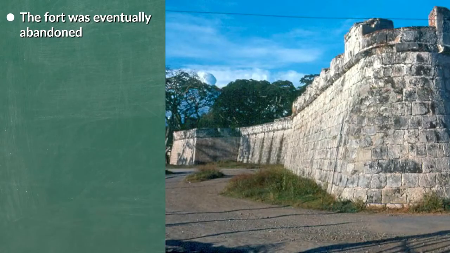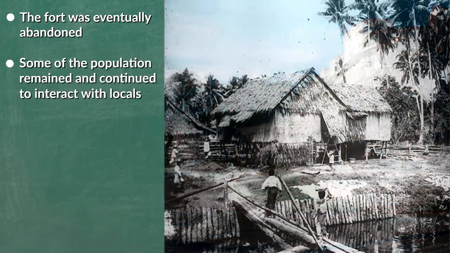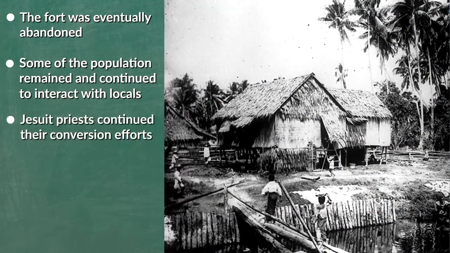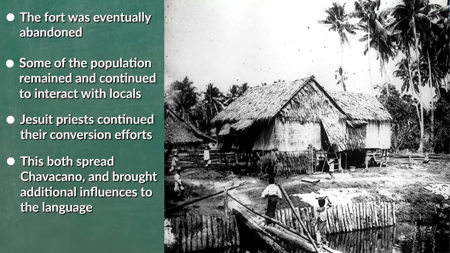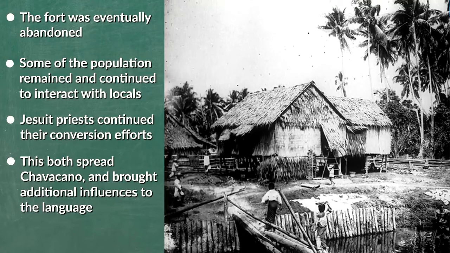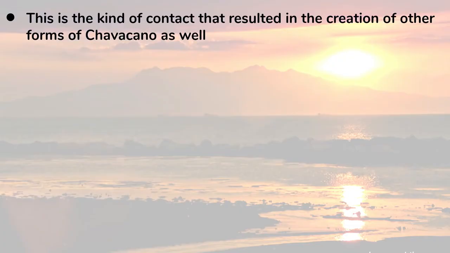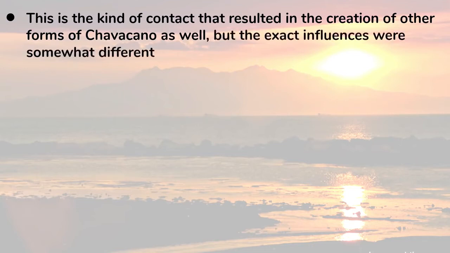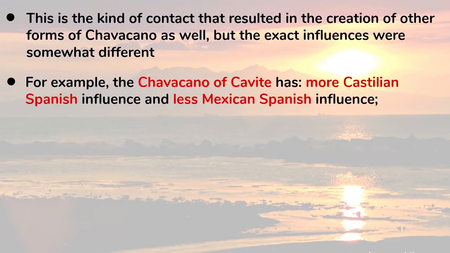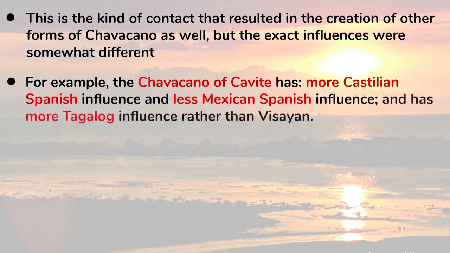This fort was eventually abandoned, but some of the population remained and continued to interact with locals, while the Jesuit priests continued their conversion efforts. This both spread Chavacano and brought additional influences to the language, making it a little more Filipino and a little less Spanish. This is the kind of contact that resulted in the creation of other forms of Chavacano as well, but the exact influences were somewhat different. For example, the Chavacano spoken in Cavite has more Castilian Spanish influence and less Mexican Spanish influence, and has more Tagalog influence rather than Visayan.